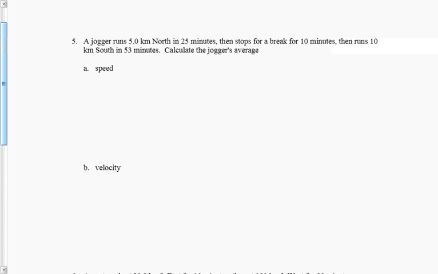First of all, before we look at units here, what do we got? The jogger runs 5 kilometers north. Is that a position or is that a displacement? Is that where the jogger is or is that how far the jogger's gone? Davin, you look like you want to give me an answer there. Is that position or displacement? Good, that's displacement.